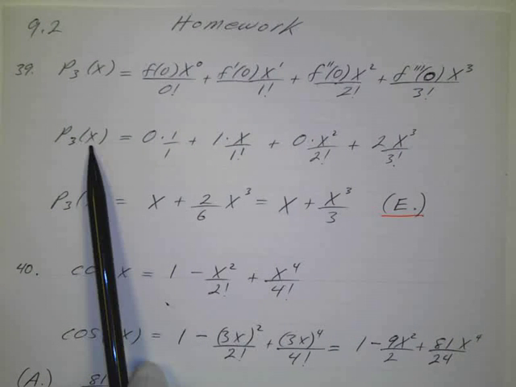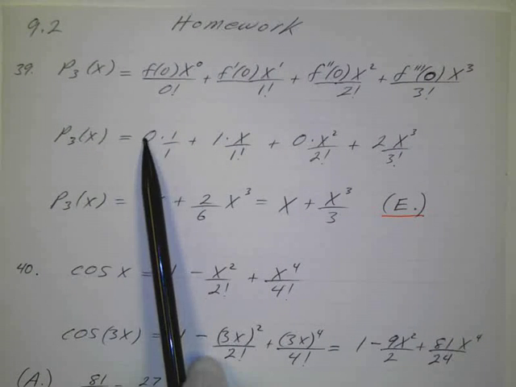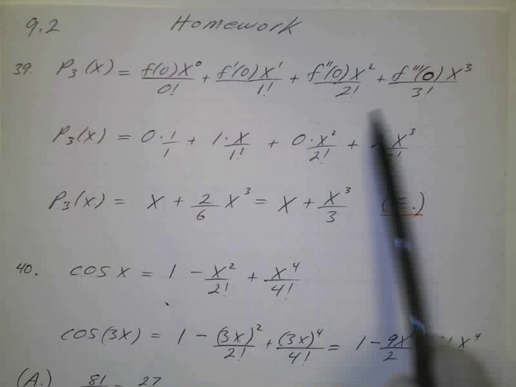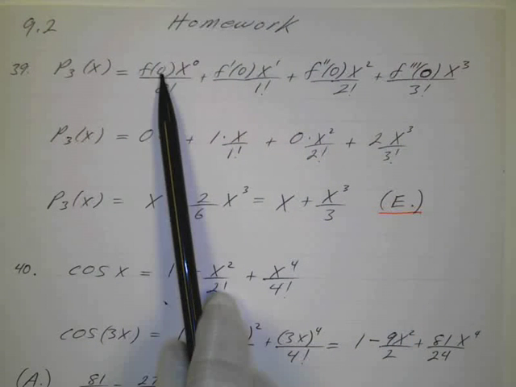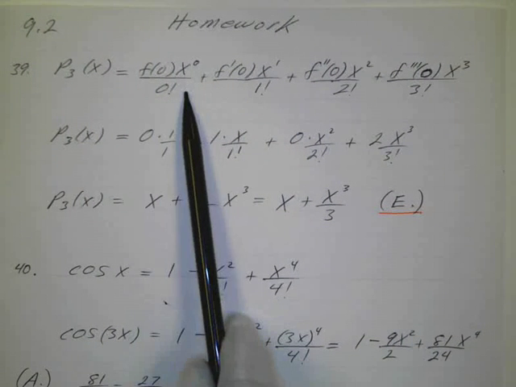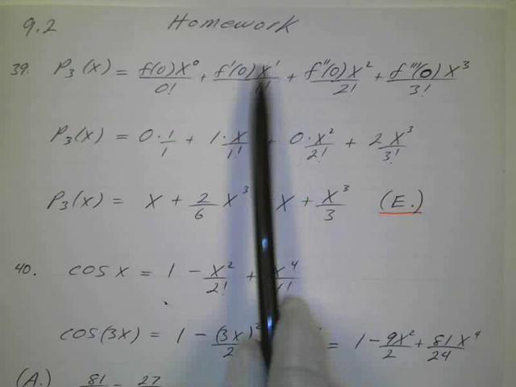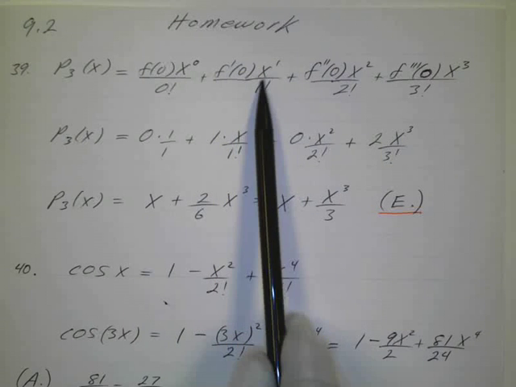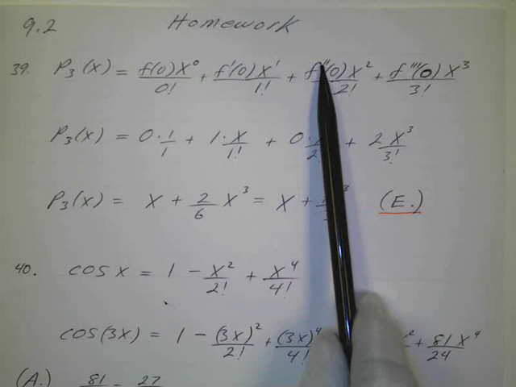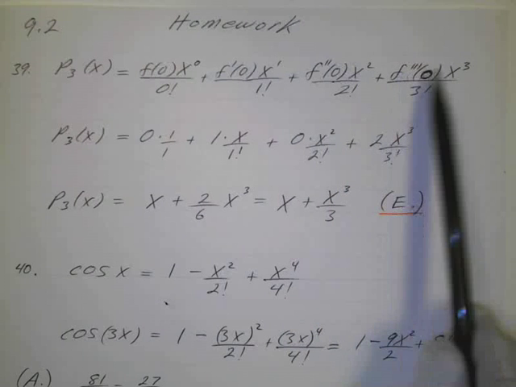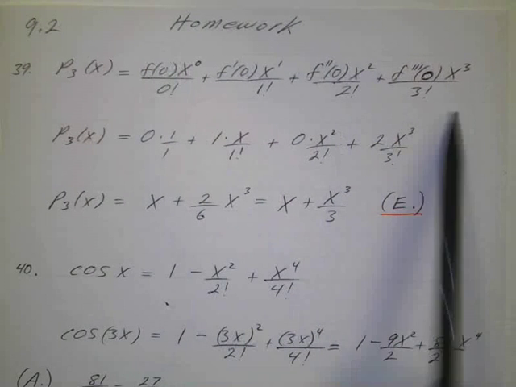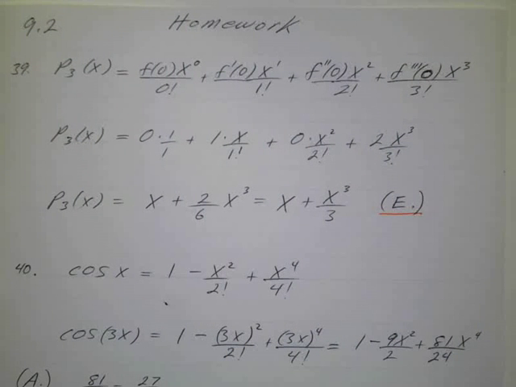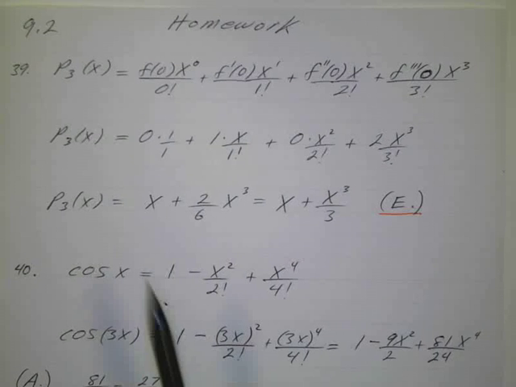So just put this in Taylor's formula, P sub 3 at x equals 0. Well, this is the Taylor's formula right here. I wrote it down. F of 0, x to the 0 over 0 factorial. F prime of 0, x to the first over 1 factorial. Second derivative, 2 factorial. Third derivative, 3 factorial. So you write this down as much as you can to help you get this down.